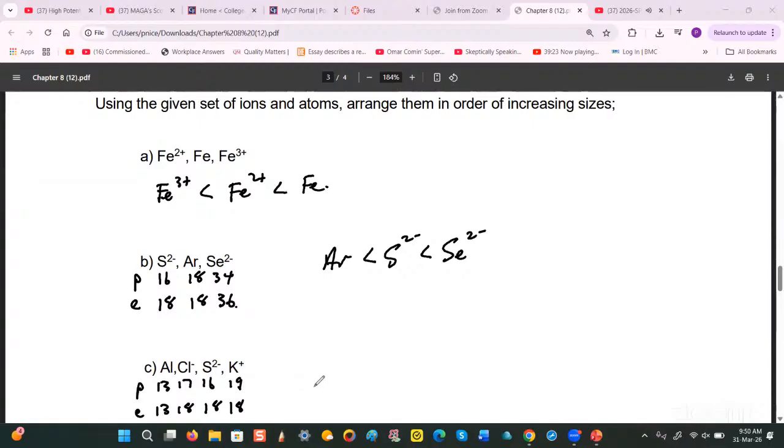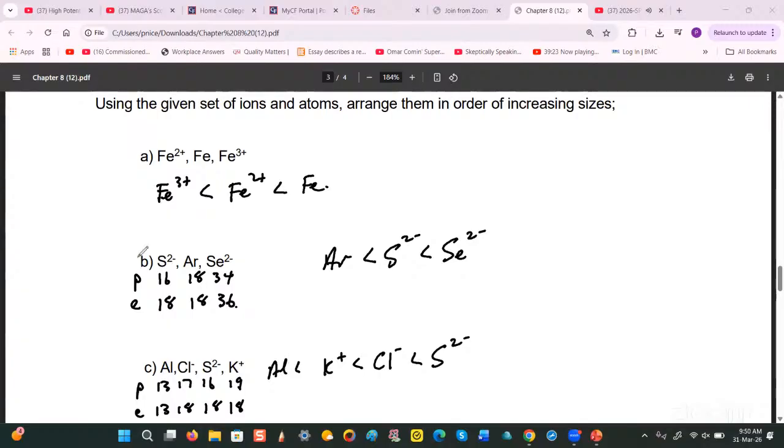So which one would be the smallest in terms of radius? Potassium ion, followed by the chloride ion, followed by the sulfide ion. Okay, so this begs the question, where does aluminum fall? In the beginning. Exactly. Aluminum would fall in the beginning because aluminum is in the earlier period, all right? Any questions about this one?